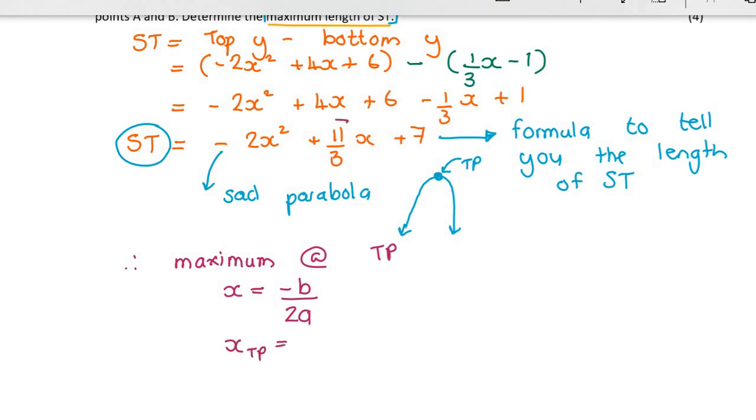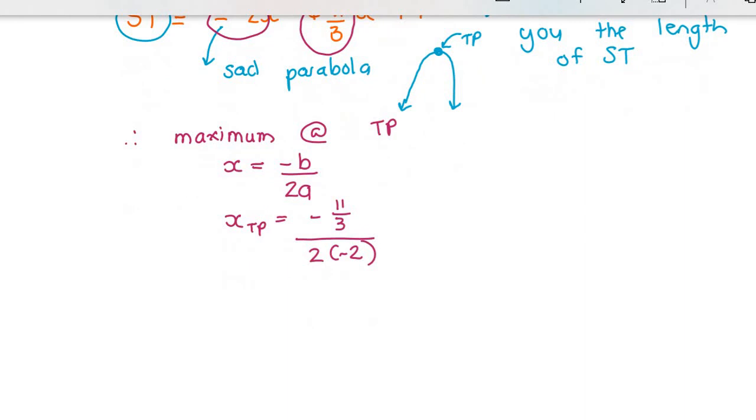So b is 11 over 3, so it's negative 11 over 3 all over 2a, which is negative 2. Now again, I just use my calculator. I wouldn't bother showing any working. So my x value of my turning point is 11 over 12.